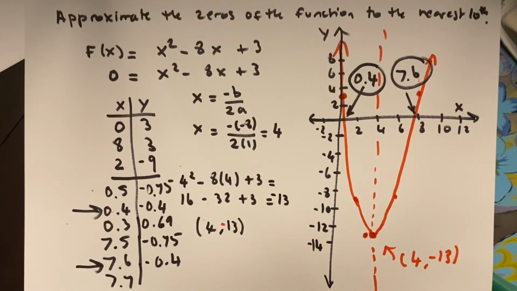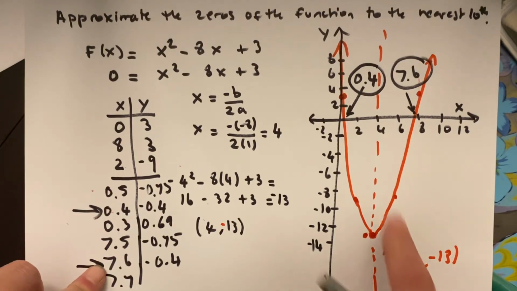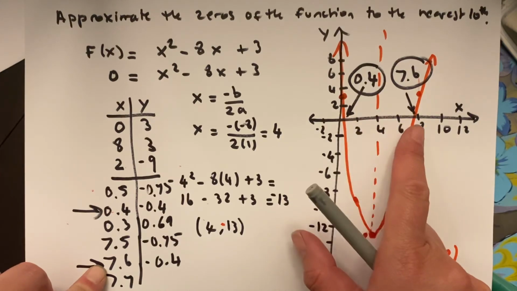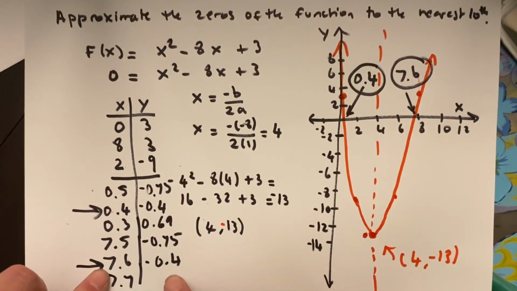I will not give you more than 1 or 2 tops on the test, but you need to know how to do this. You need to graph it. You need to get between what values you think it's going to be, and then you need to use a table or something to work it out. Okay?